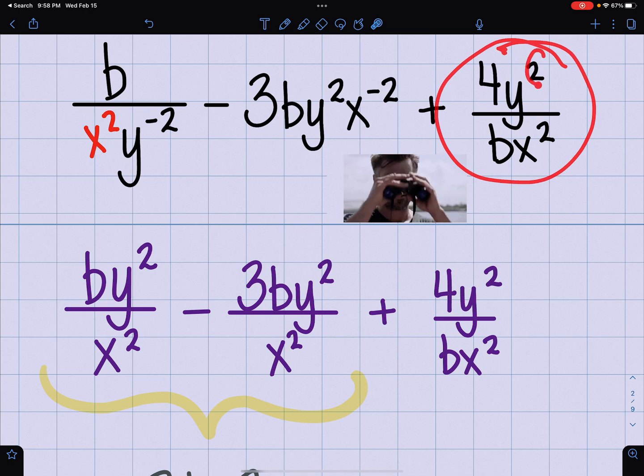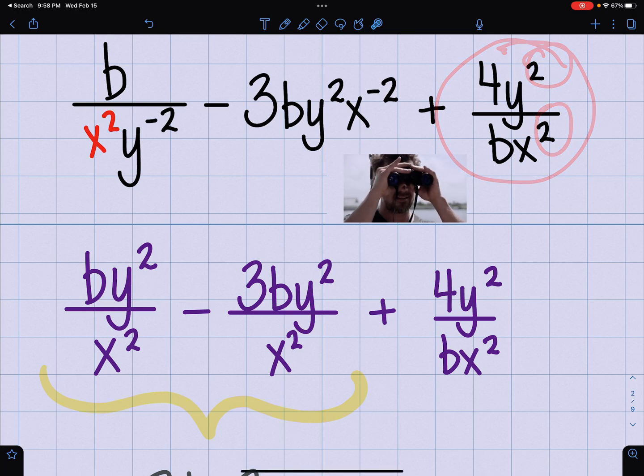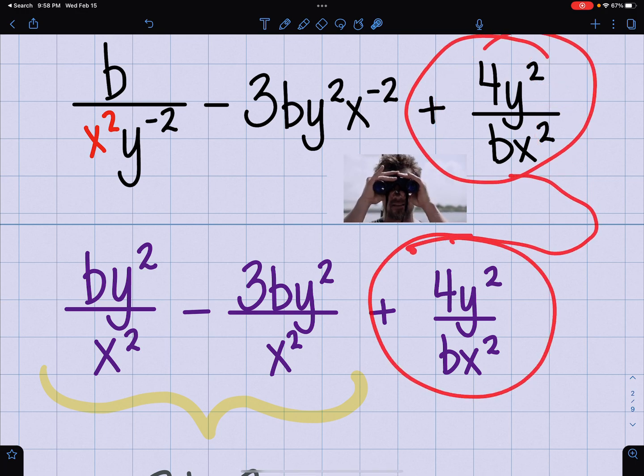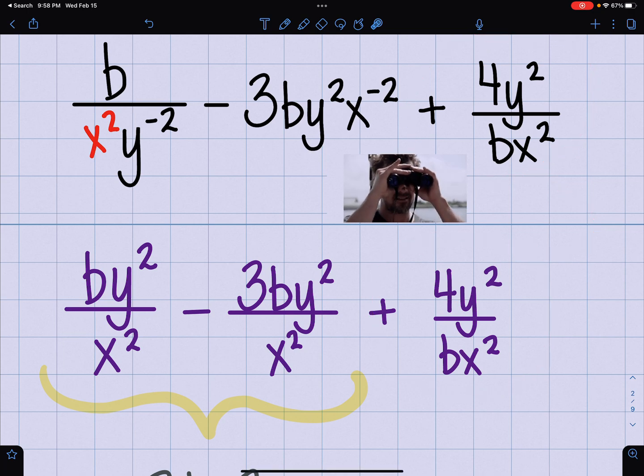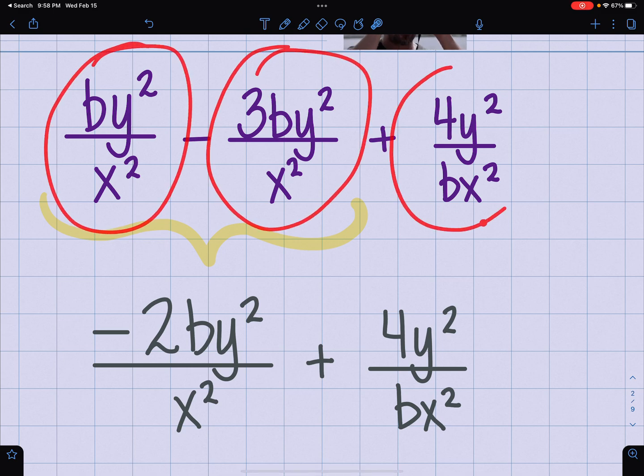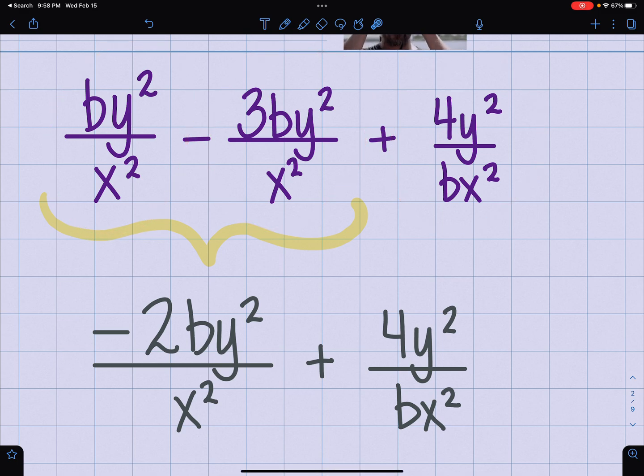And all of the exponents are positive, so I don't need to do anything with that. I just need to add that to my simplified expression. Okay, so now I've got a more simplified expression here. This is the same as the problem that they gave us. It's just simplified and changed so that all the exponents are positive.